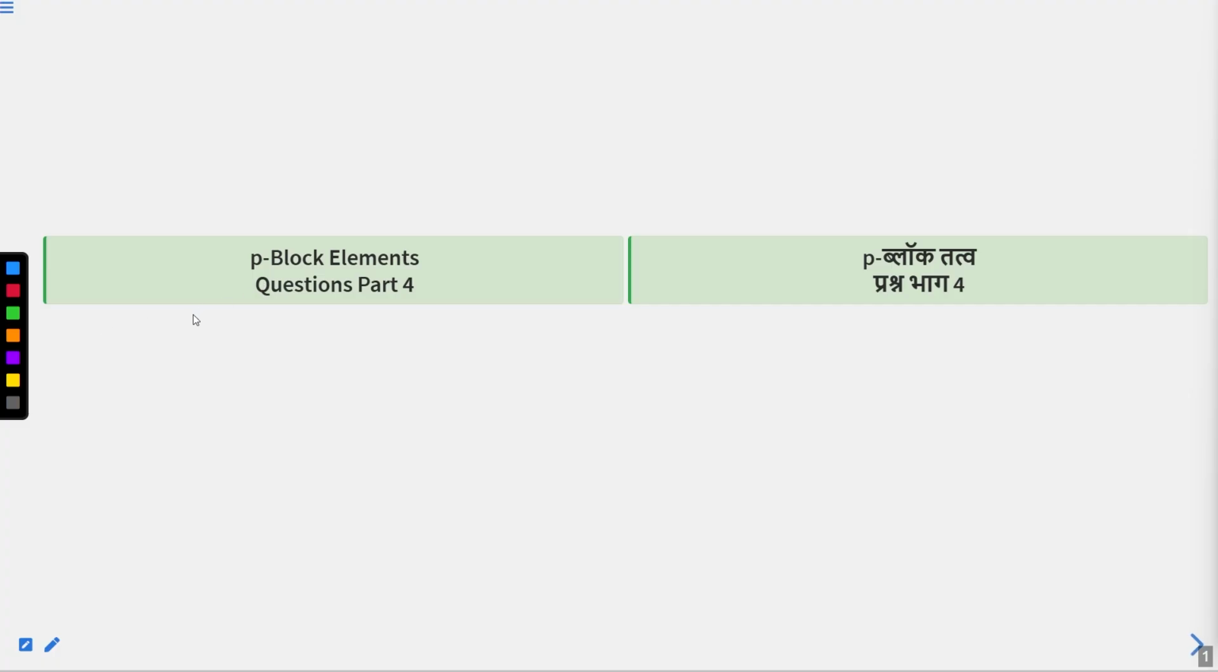Hello everyone. Today we are going to see some practice questions from the chapter P Block Elements. This is part 4. Let's start.